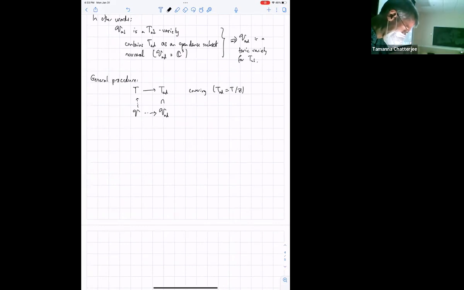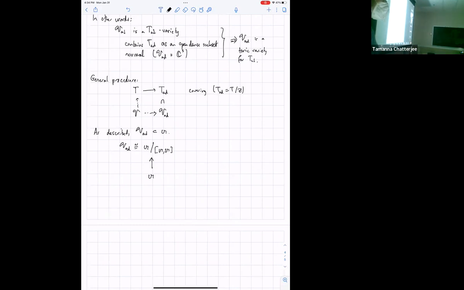Now, as described, V add is a subspace of U, but in fact there's a natural projection as well, because I can just project onto the coordinates. And that projection is, moreover, equivariant for the action of the Borel group. It commutes with the action of the Borel subgroup, because V add can be identified with U mod the bracket U bracket U. So the natural map, if we view it that way, is B equivariant, because everything here is equivariant for the Borel.